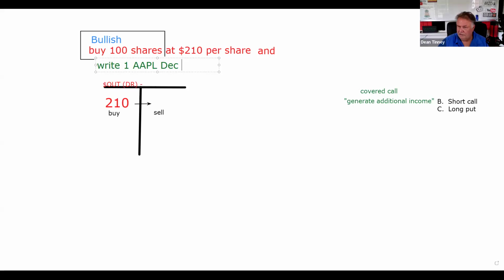The way I think of this, Gina, is this is where people get hung up: options are about floors and ceilings. And this is going to be a ceiling. Our gain is going to be capped. So we're going to agree to sell the Apple at 215. And as I said, we will get some big money for that because Apple is a pretty volatile stock.